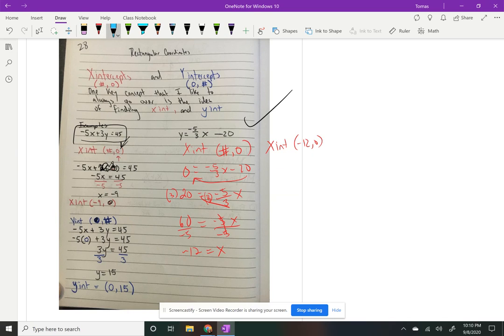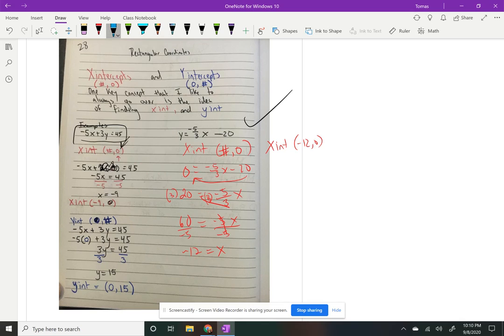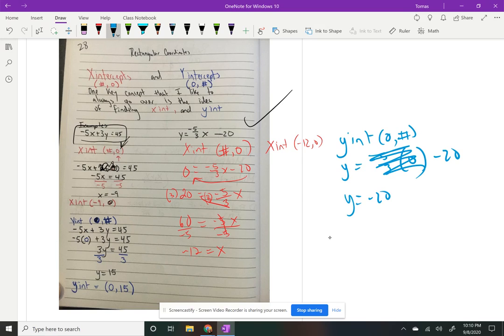Now if I wanted to do, I'm gonna do a darker blue because that's a real bright blue. Now if I want to do my y-intercept, the y-intercept is the same concept. Okay, so for the y-intercept, x is 0 and y is some number. So in this case, I am going to plug in 0 for x. And what's cool about this is this just cancels, right? Because it's 0. And bam, you're already done. So my y-intercept would be 0 comma negative 20.